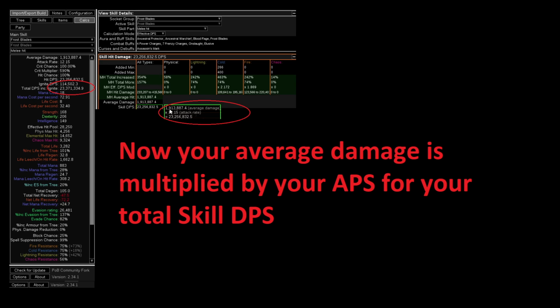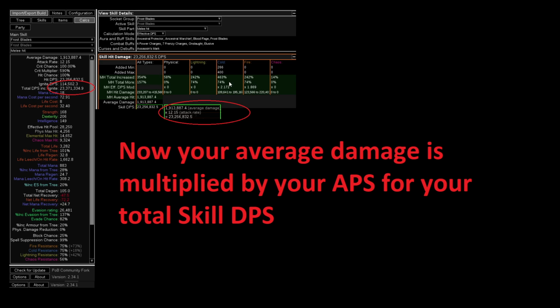And so now that average damage number gets multiplied by your attacks per second for your total scaled damage, which on this build is 23,256,000. And there you go. That's mostly it. That's how damage is calculated in PoB.